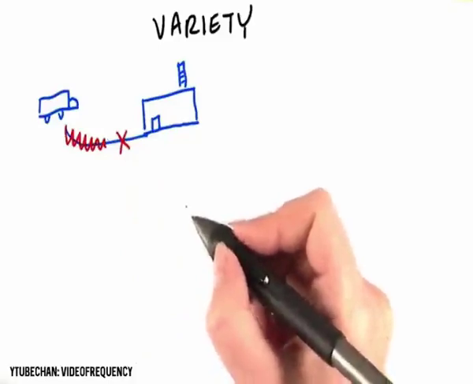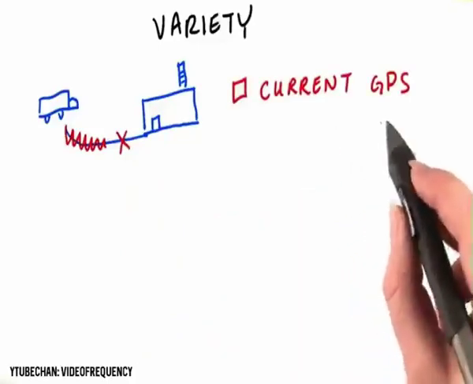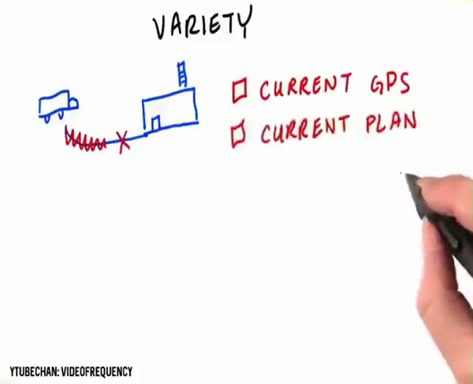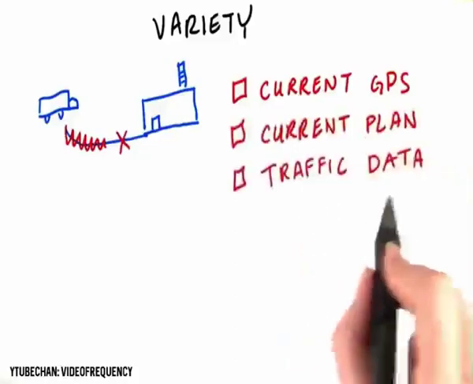So what kind of data would be helpful in making a better plan that could save money and time for the company? Would current GPS data for all trucks be useful? Or how about the current plan for each truck for the day? Would it be helpful if we had real-time information about the traffic in the area?